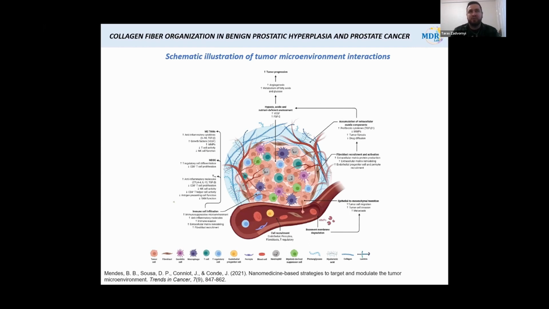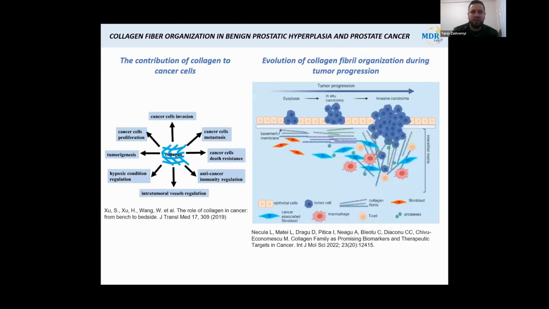And the tumor microenvironment consists of tumor cells, tumor stromal cells like fibroblasts, endothelial cells, or muscle cells, and immune cells like macrophages or lymphocytes. And the second big component is the non-cellular components of the extracellular matrix, such as collagen, fibronectin, laminin, elastin, etc. And the main fibrillar component of the extracellular matrix is collagen.